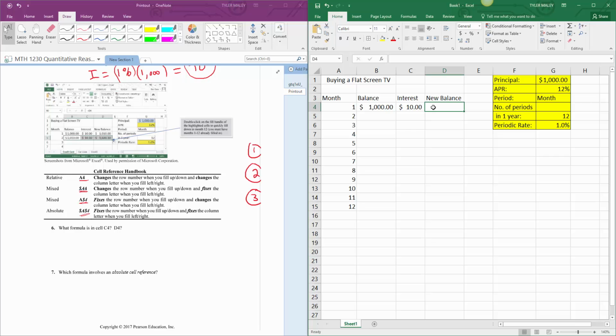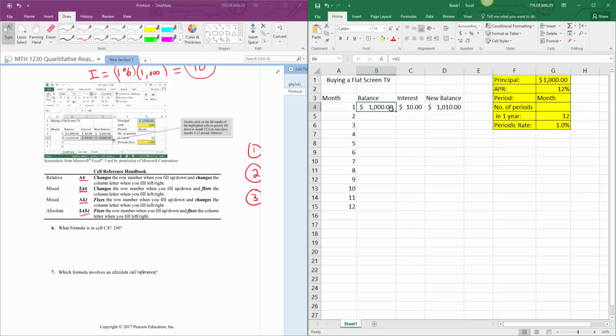And then the new balance is going to be the balance at the beginning plus the interest. So I would hit equals, balance plus the interest. And I'm going to want these cells to change as I fill down, because you'll see in a minute, if I'm looking at this row, month 7, to calculate this balance, I want to add this cell plus this cell. So I want this to pull down as we go along.